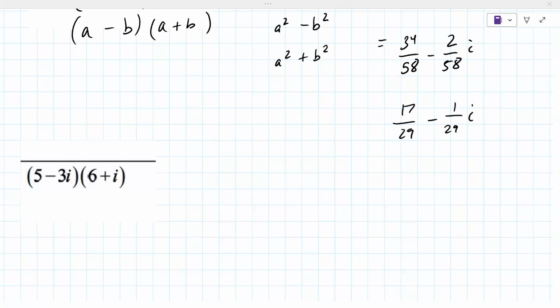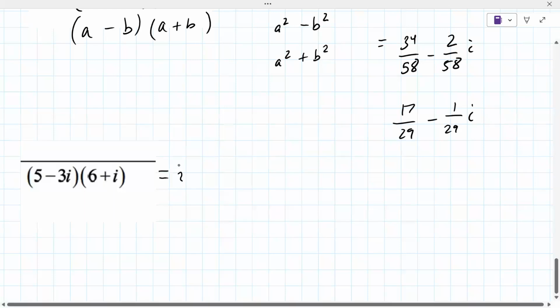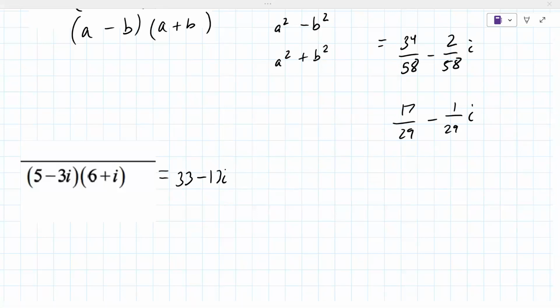All right, I got 33 minus 13i. That is correct. Okay. Are there any others in that grid of 9 that you want us to look at?